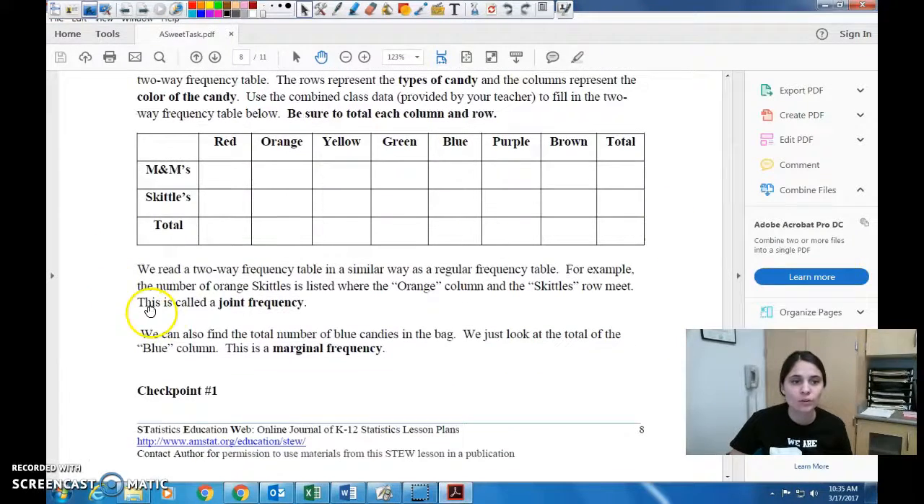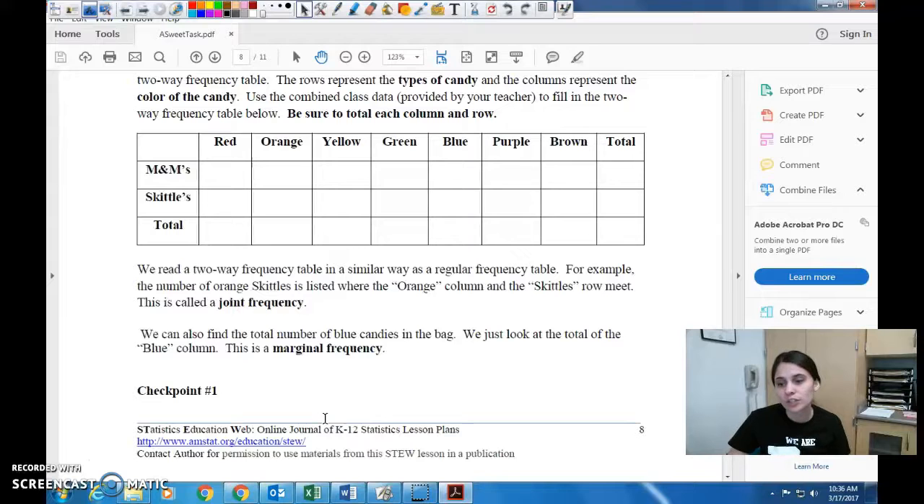So right here, we read a two-way frequency table in a similar way as a regular frequency table. For example, the number of orange Skittles is listed where the orange and the Skittles row meet. This is called a joint frequency. We also can find the total number of blue candies in the bag. We just look at the total of the blue column. This is a marginal frequency.